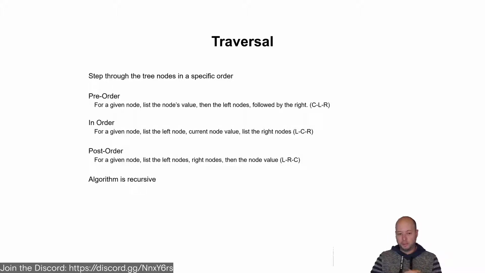For an in-order, you would list the left node, then the current node, and then the right node. And keep in mind, when you list the left node, you then apply this algorithm to the left node, right?